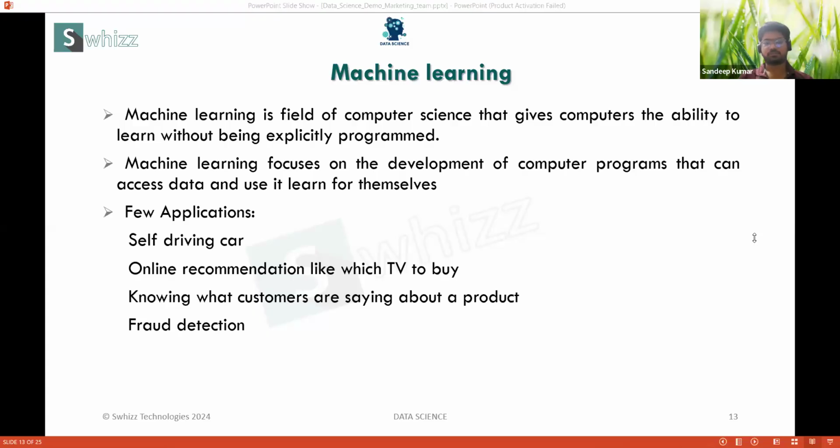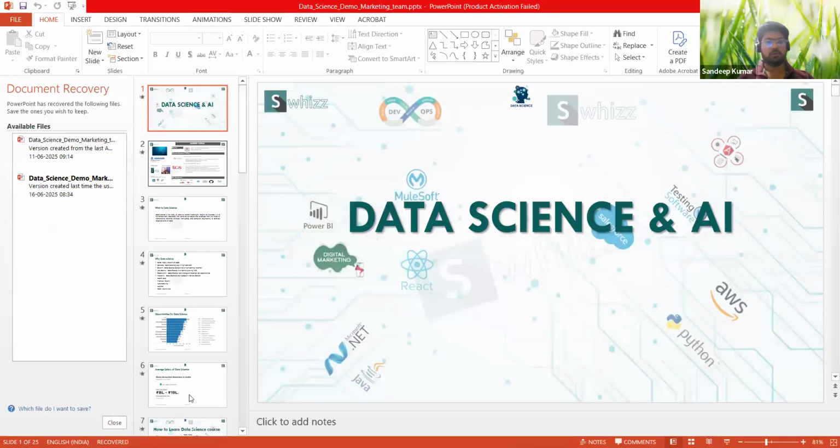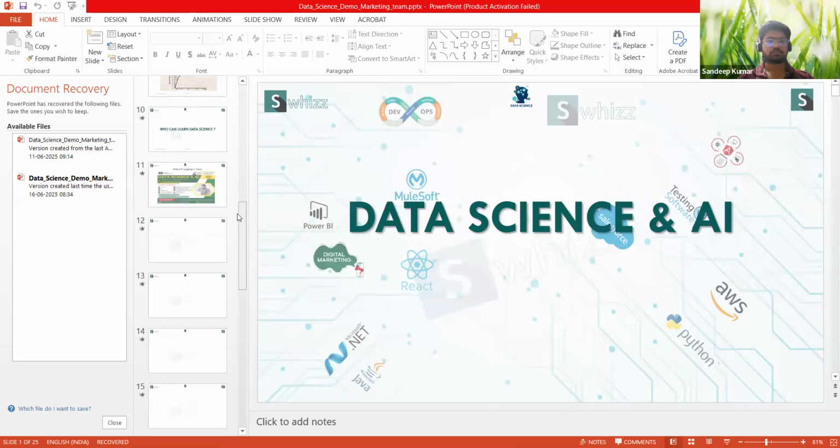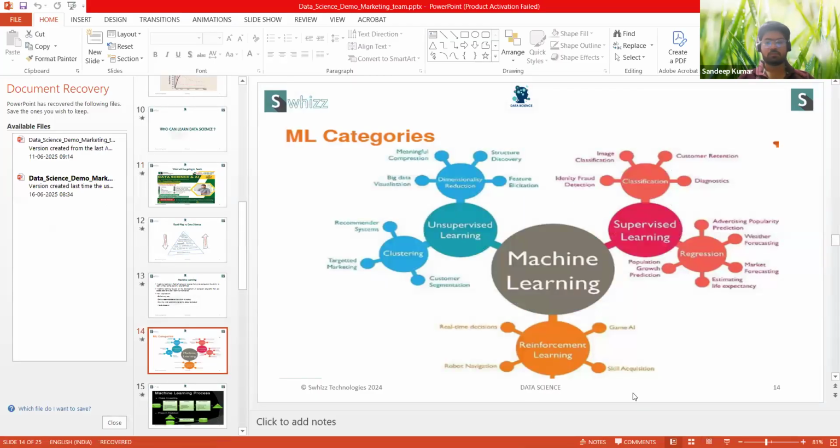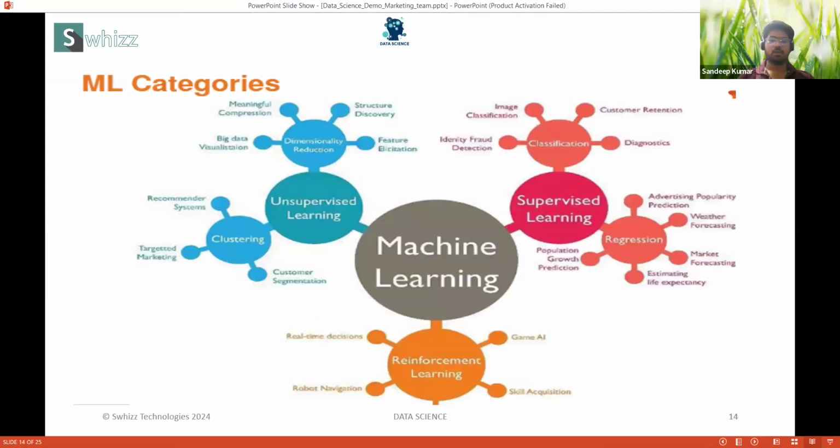And in machine learning, we have some categories like supervised, unsupervised, and reinforcement learning. When it comes to supervised learning, we'll be using it for futuristic predictions. Does anyone know these categories in machine learning? Any idea on supervised learning, unsupervised learning, something like that?